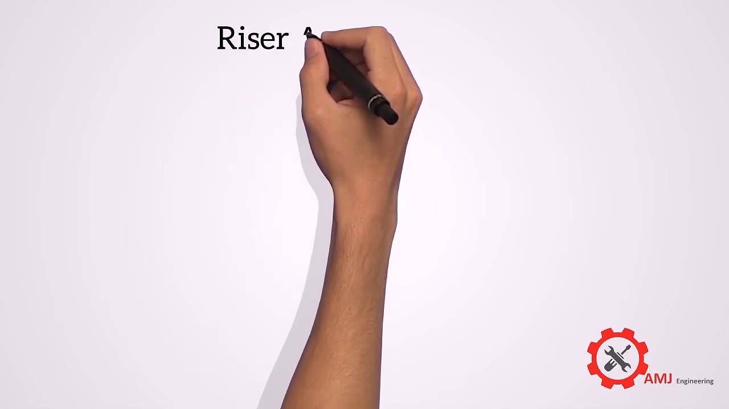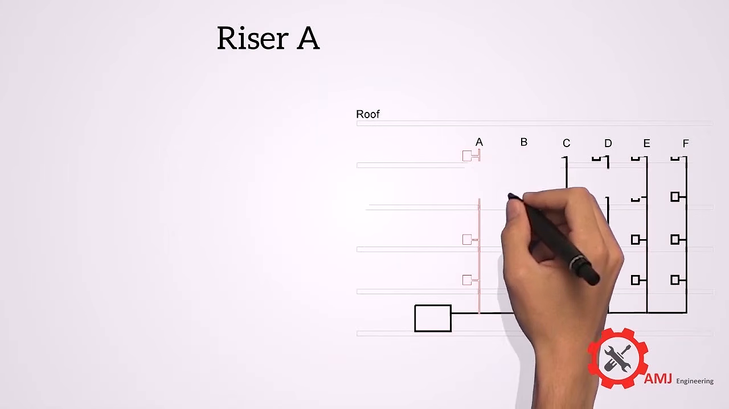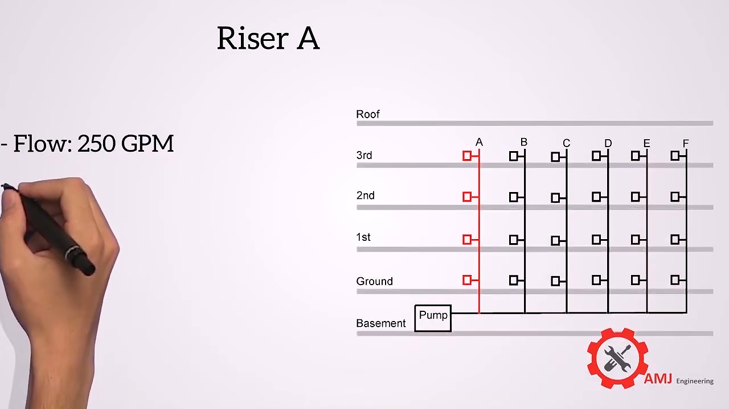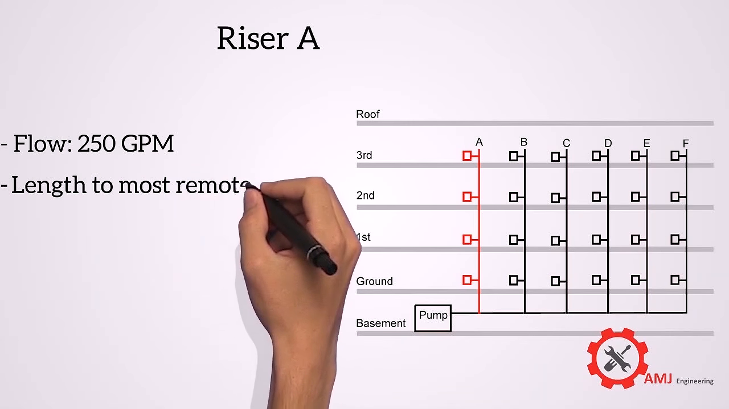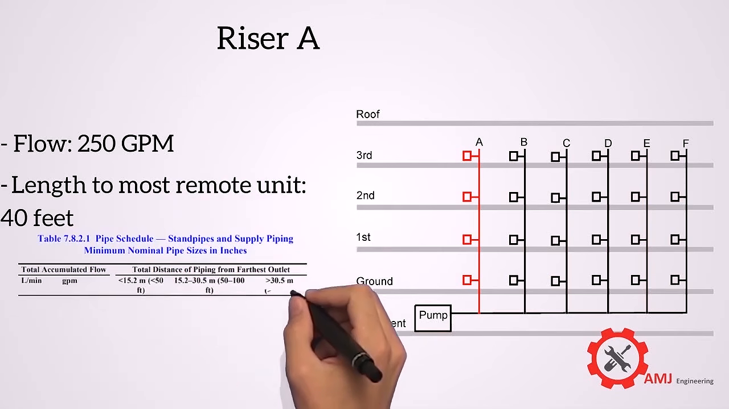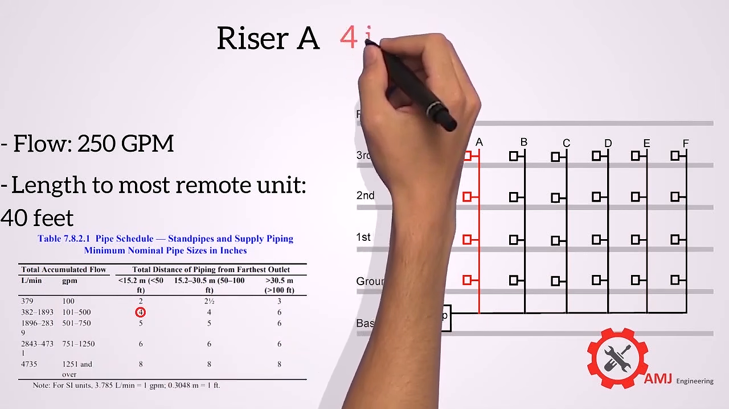For riser A, the flow is 250 GPM. The length to most remote outlet on riser A is 40 feet. So from the table the required pipe size is 4 inches.